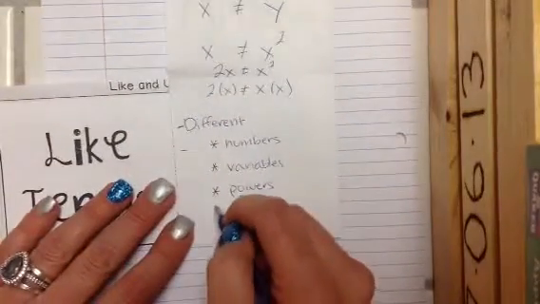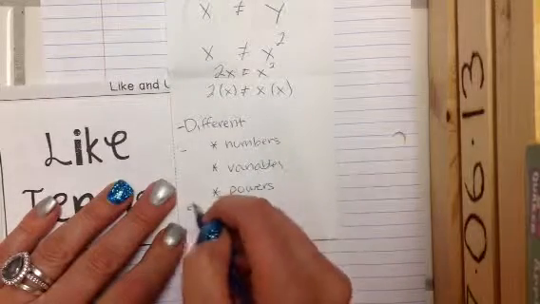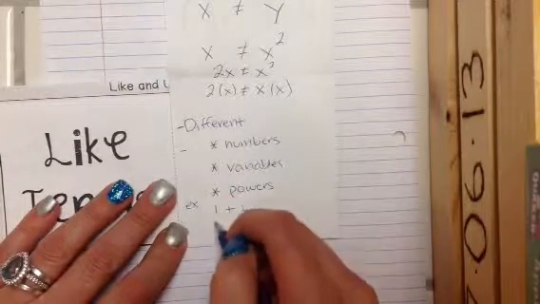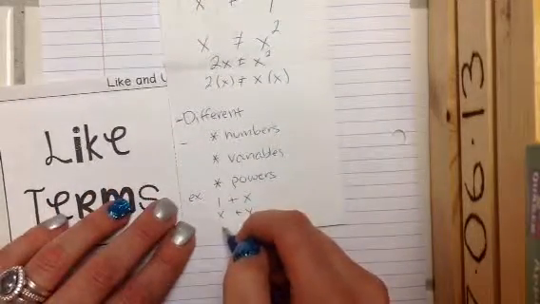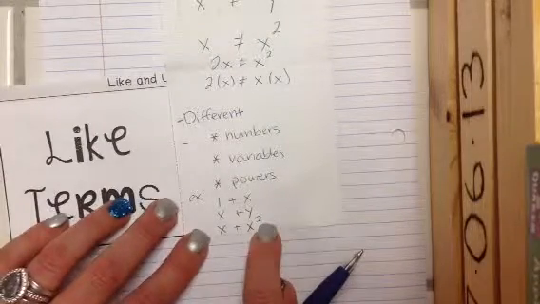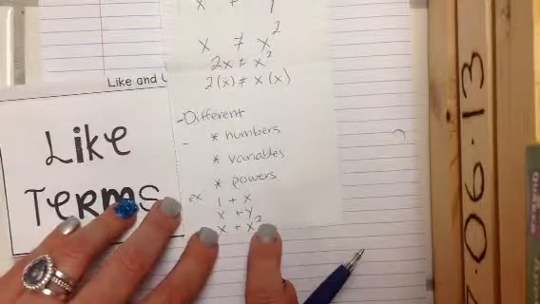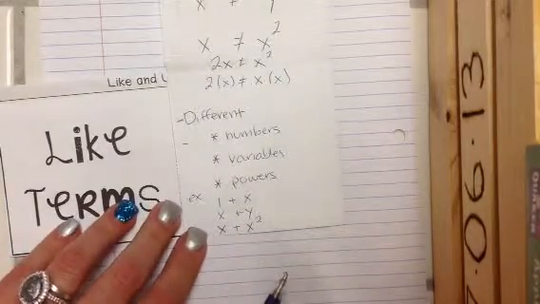So again, we can't add 1 plus x. We cannot add x and y. We can't combine them together. And we cannot combine x and x squared. X squared and x is like trying to add colas and ice cream cones. They're just not the same thing. So now we're going to try a few examples of these.